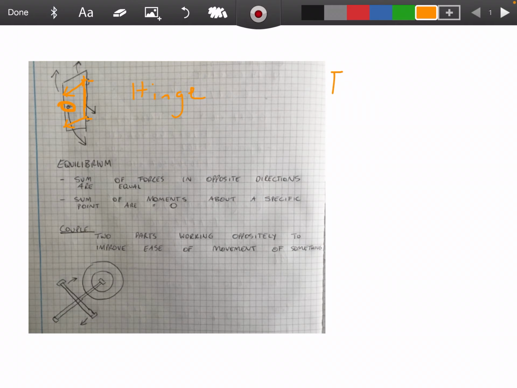As we said, it's going to be force multiplied by distance. So we're talking about newtons multiplied by meters, not centimeters. Make sure that we convert into meters, and you end up with newton meters as your unit, which is our unit for the moment.